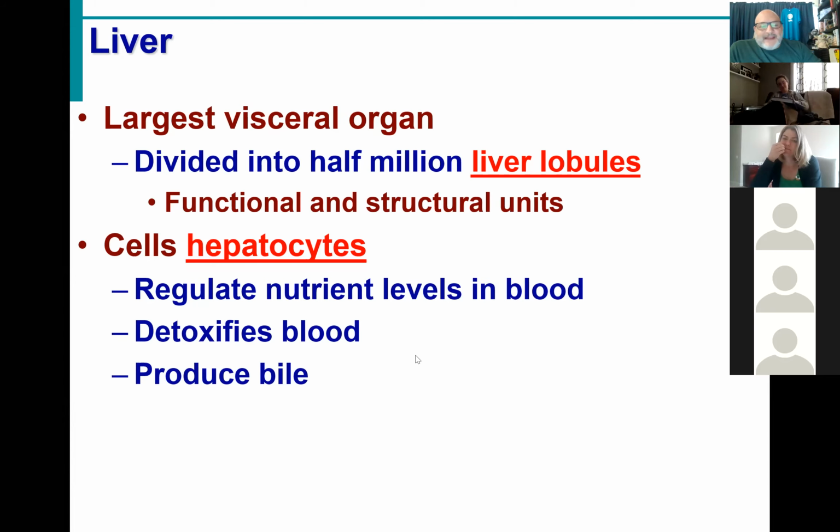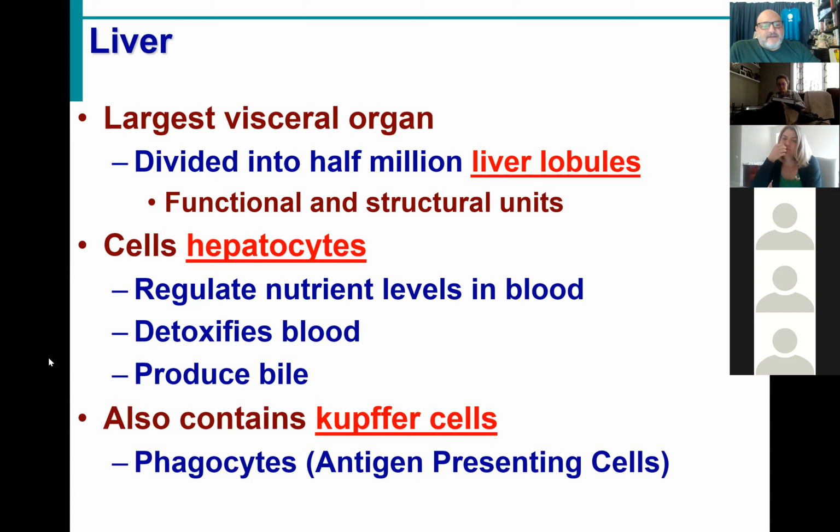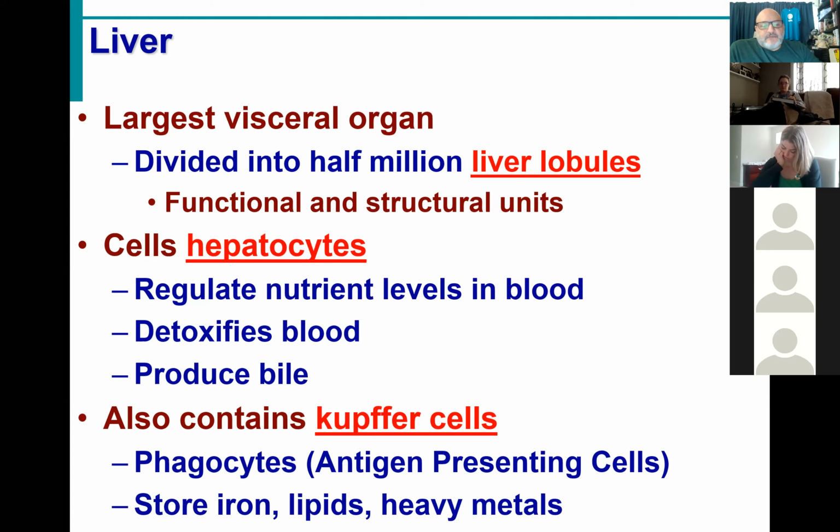So it does all that work. And like I said, because that's not enough, it also produces our bile. It's got that hobby on the side. Again, as we mentioned, the sinusoid capillaries contain those Kupffer cells. They're phagocytes that are antigen-presenting cells to activate our immune response. But remember, they also will help to store some heavy metals and some lipid-soluble minerals that are necessary in our body. So there you go, iron, lipids, heavy metals, stuff like that.